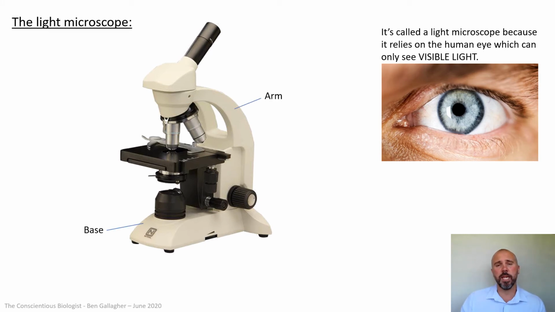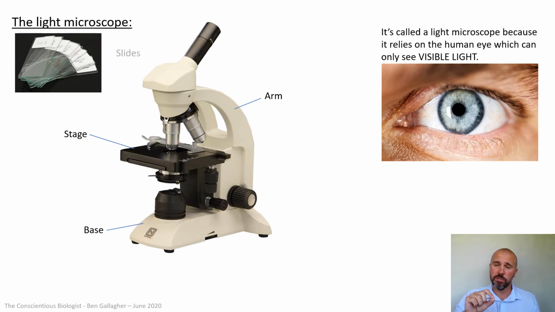You've got the base at the bottom and the arm on the side. Those are just standard parts. The base to hold it steady on the bench, on the tabletop. The arm just to connect the top pieces. Really important bit though, you've got the stage. Stage, just like in a theatre, people go on stage to do their performance. It's on the stage of the microscope that the performance is happening, because that's where you put your slides. Okay, whatever you want to look at, whatever your sample is, you put it on a microscope slide, which I put a picture of in the top there, and the slide goes onto the stage to be viewed.